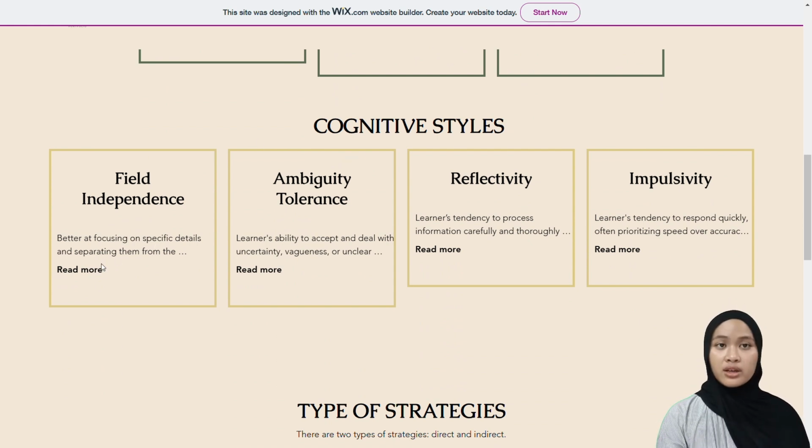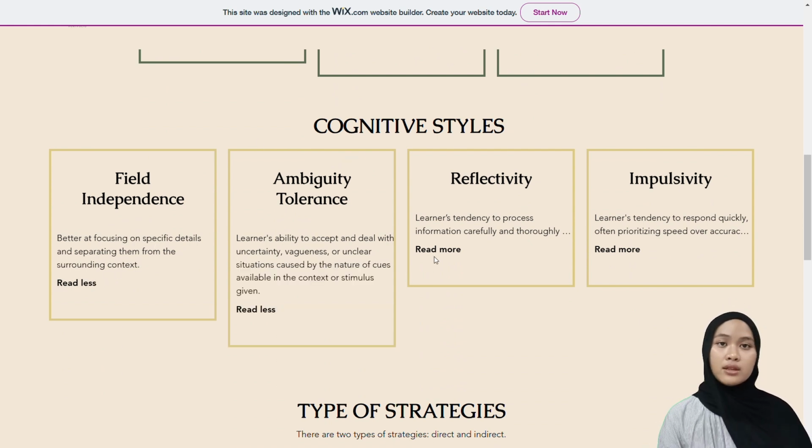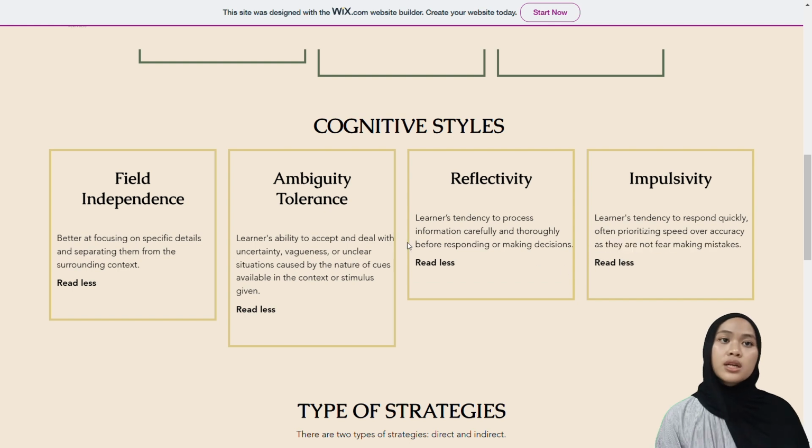Next, we have cognitive styles that consist of field independence, ambiguity tolerance, reflectivity, and impulsivity. So, what is field independence? Field independence is where learners are better at focusing on specific details and separating them from the surrounding context. They are less affected by the surroundings as they don't prefer feedback. It shows that they are independent.